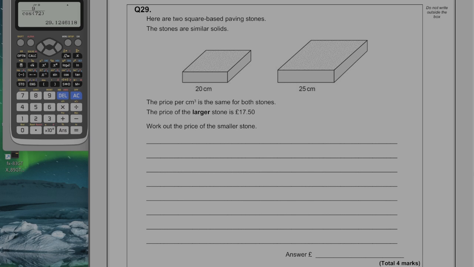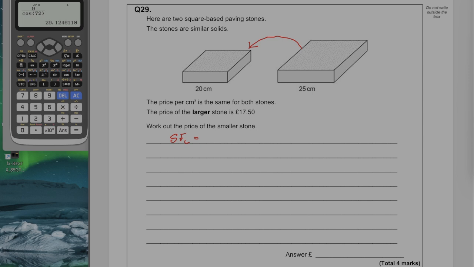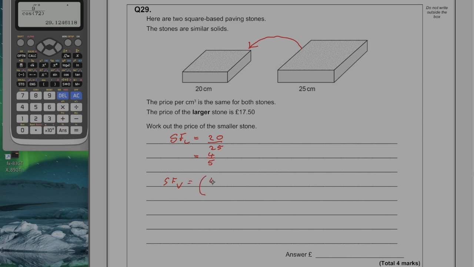Right, so we're going larger to smaller. So if I want my scale factor of larger to smaller, my scale factor for length is going to be equal to 20 over 25, which will be the same as 4/5. Right, so the scale factor for length will be 4/5, which means that the scale factor for volume is going to be that value cubed.